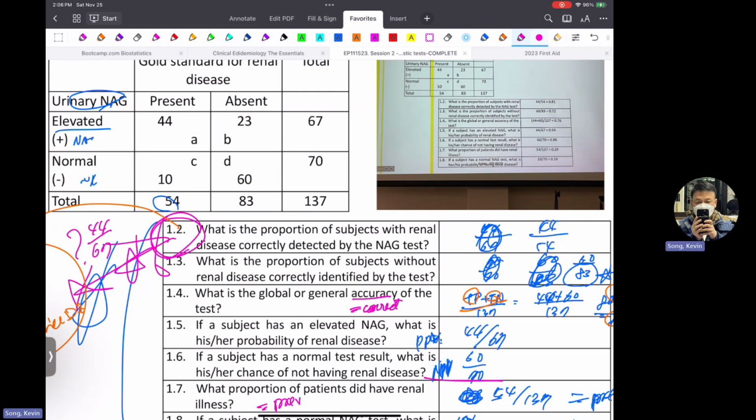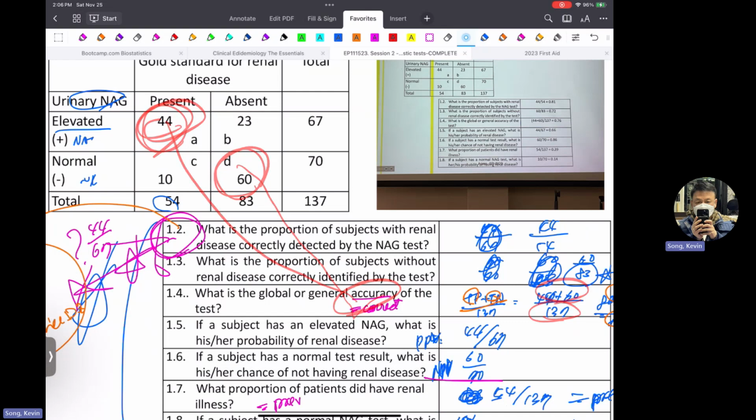Correct means correctly positive, correctly negative. So in this particular case, accuracy means true positive or true negative, right? So out of the total 137, the true positives and true negatives will be the accuracy.